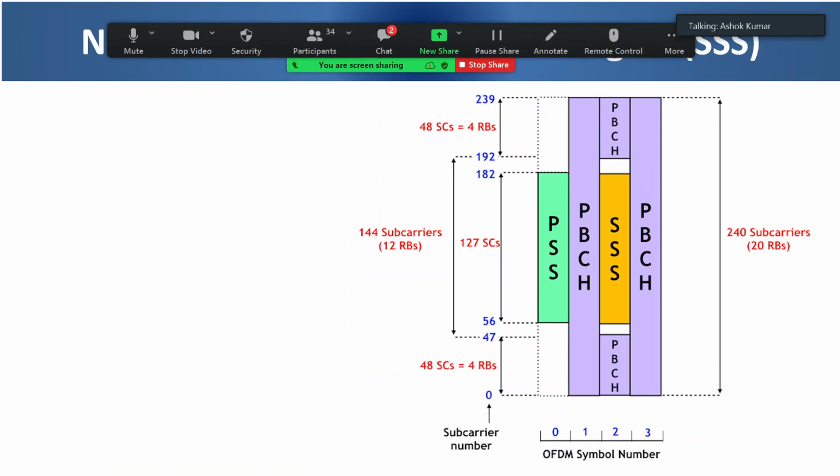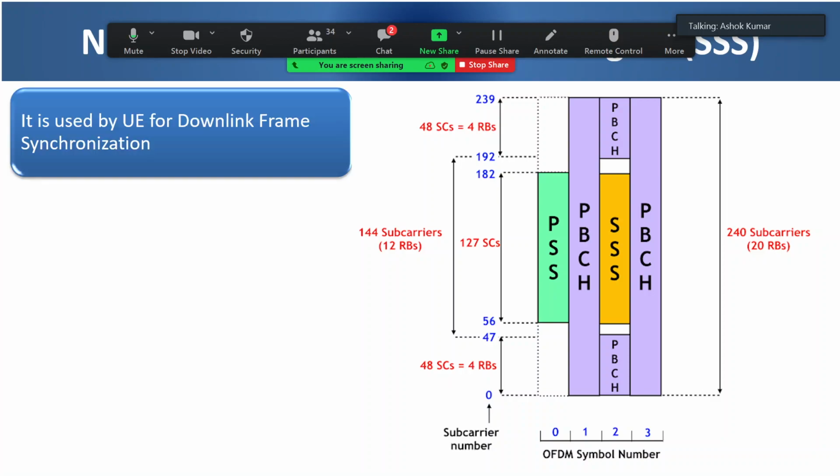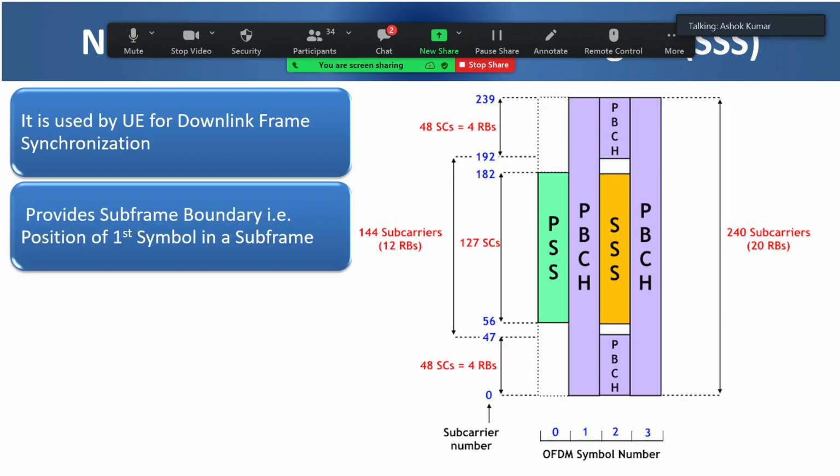Now let us look at the secondary synchronization signal. As I said, the SS block completely, PSS and SSS combined, is for downlink frame synchronization. What SSS gives is the first symbol in a subframe. Out of the 10 milliseconds, the subframe is 1 millisecond. So what is the first symbol when it is starting? That position is obtained from the SSS.